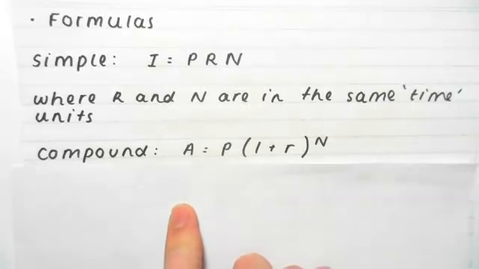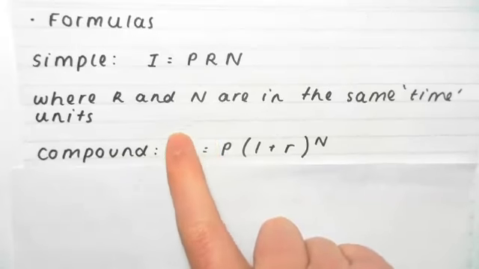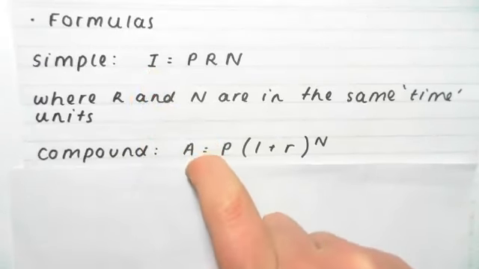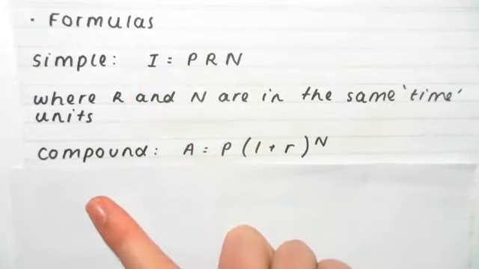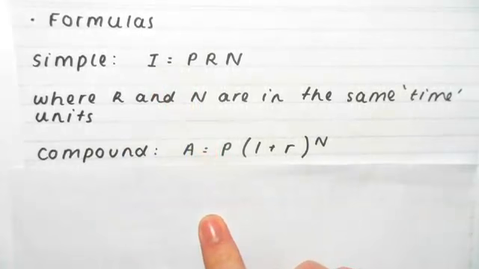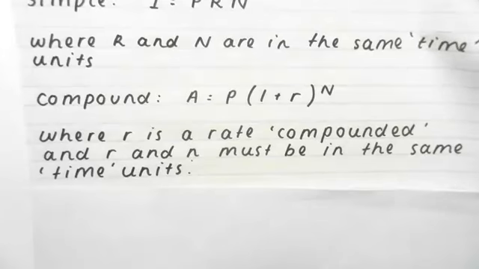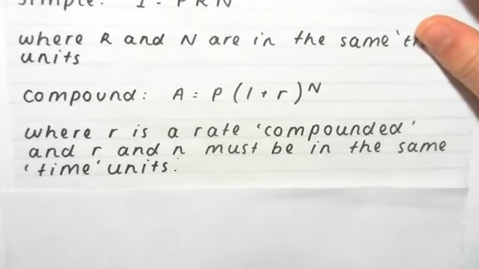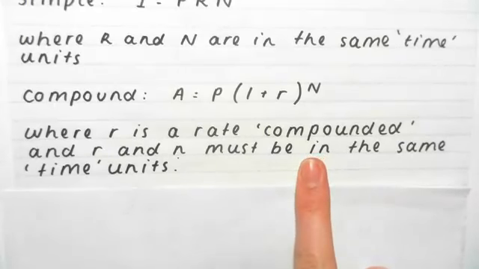Compound interest, however, the first important thing to note is that we calculate your total investment rather than your interest. So just watch out for that, whether they ask in a question for how much interest you have earned or what is the total of your investment, because you'll have to make adjustments to each of these for whatever the purpose is. Now with compound interest, it does matter what R and N are in. They do still have to be in the same time units, but the time units that they have to be in is the compounded time unit.